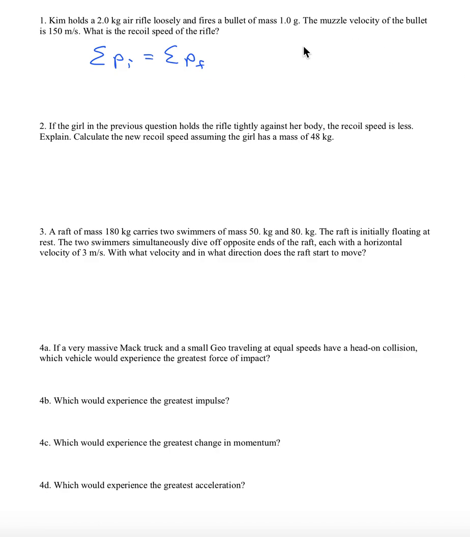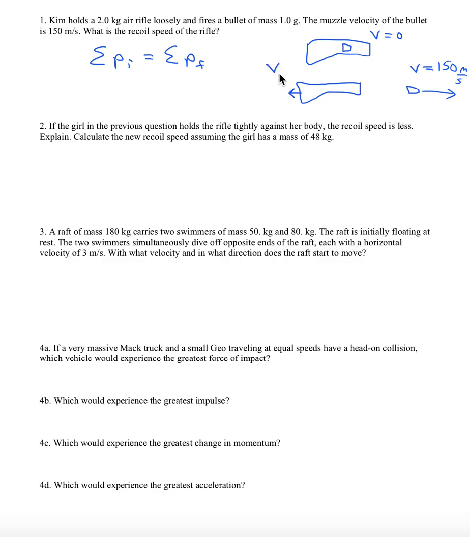Now there's going to be two objects involved. There's a gun with a bullet in it initially at rest. Later, the bullet is going to fly out at high speed, 150 meters per second. The gun is going to recoil, meaning it's going to have a speed that is in the opposite direction. And that's what we're trying to find, what is that final speed.